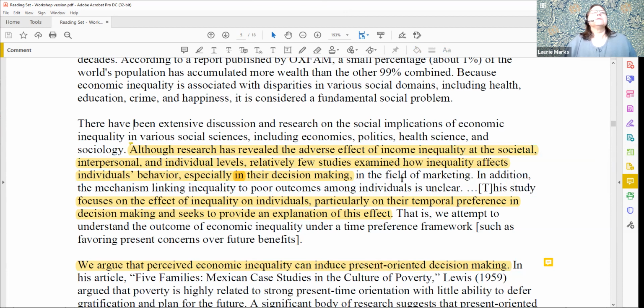They make their argument. First, although research has revealed the adverse effect of income inequality at the societal, interpersonal, and individual levels, relatively few studies examined how inequality affects individuals' behavior, especially in their decision making. So here, these authors are just saying that there's a gap in the scholarly research, and that their goal is to fill that gap.